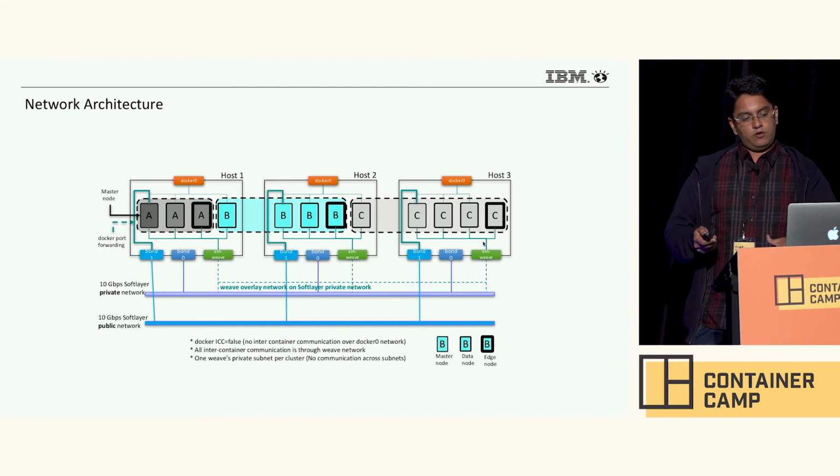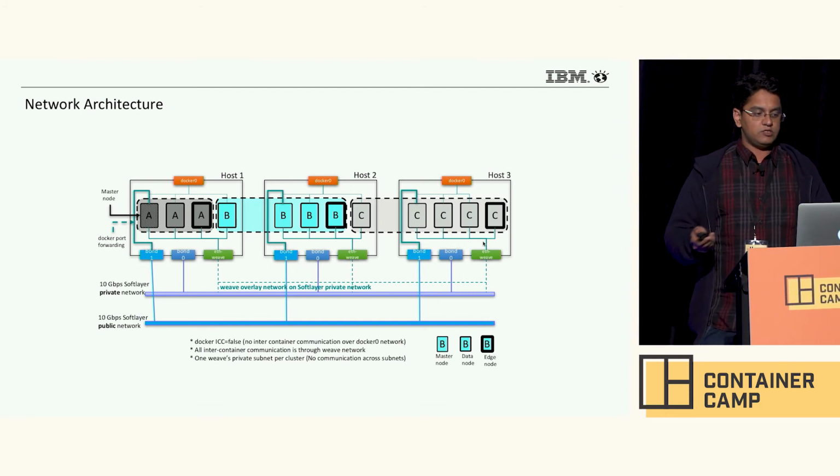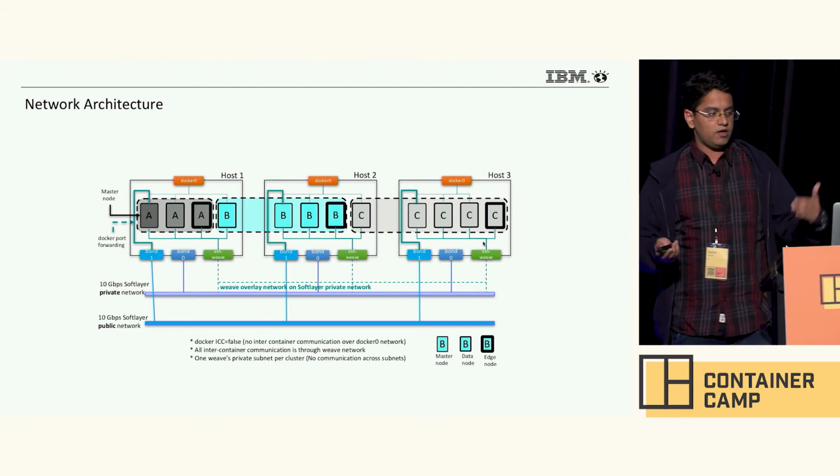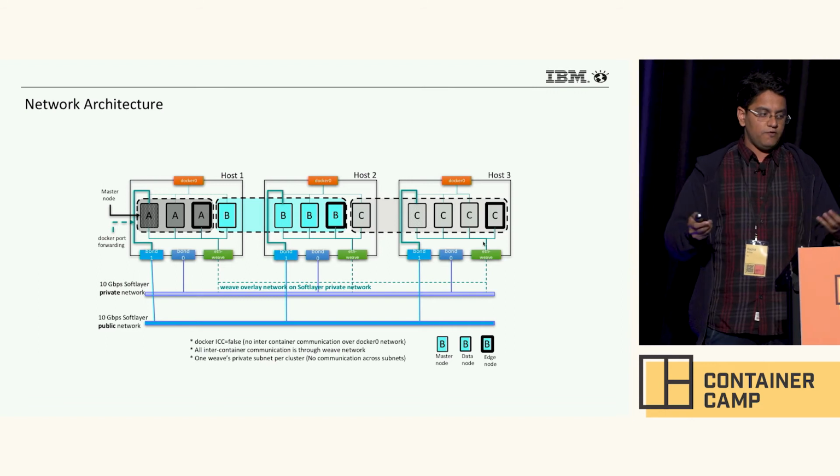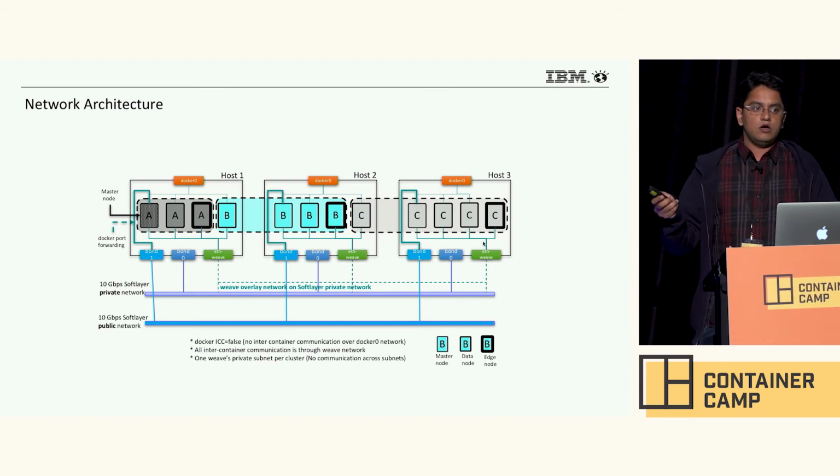And we are making use of a public and a private network, which is a 10 gig network provided to us by SoftLayer. And on top of the private network, we are running Weave for inter-container communication.